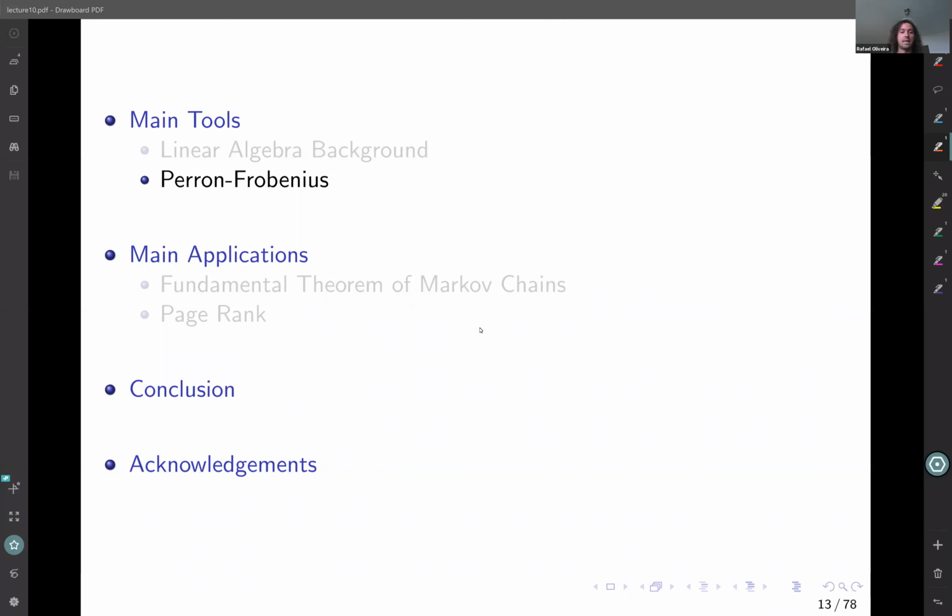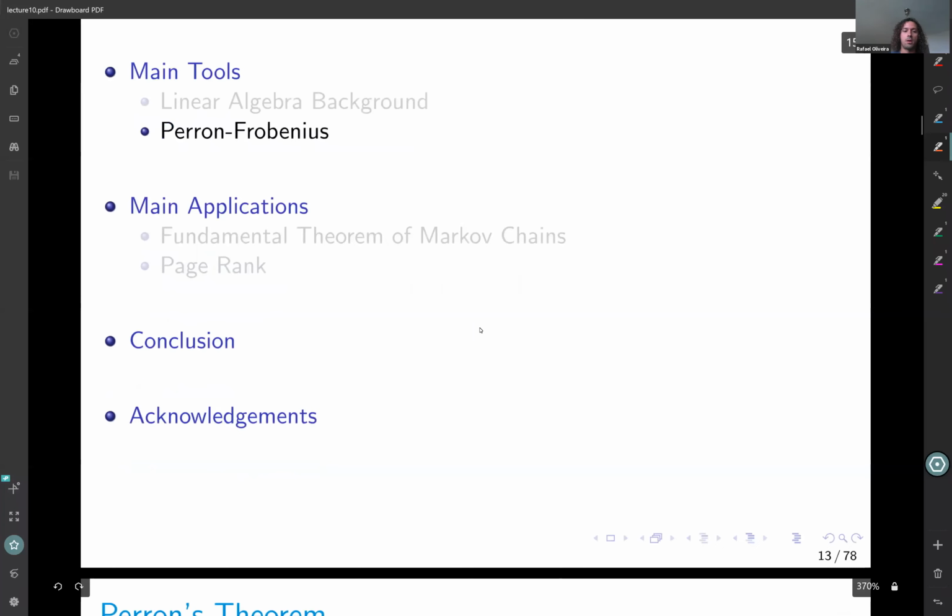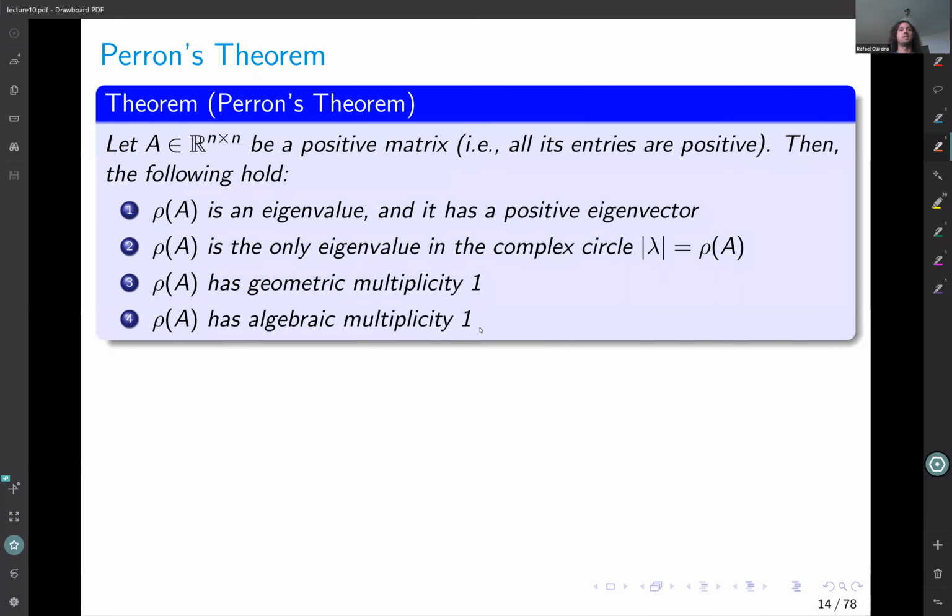Okay, welcome back to the second part of lecture 10. And now we're going to prove the Perron-Frobenius theorem. So first we start with Perron's theorem.